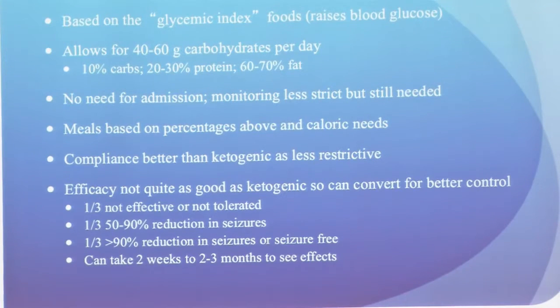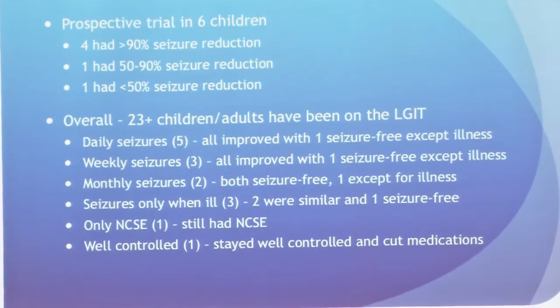We also use dietary therapy pretty commonly in Angelman syndrome. We did a trial, which is the next slide, of 6 children. It was the first ever prospective trial for low glycemic index treatment, and it's cool that it was done in kids with Angelman. 4 out of the 6 had a greater than 90% seizure reduction, 1 had a 50 to 90% reduction, and 1 had less than 50%, but later on actually did better. Since then we've put 23 plus kids on it, and this is what we've seen as we've put more and more kids on it.